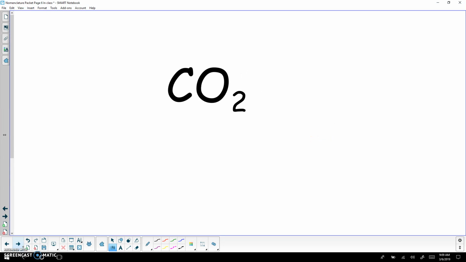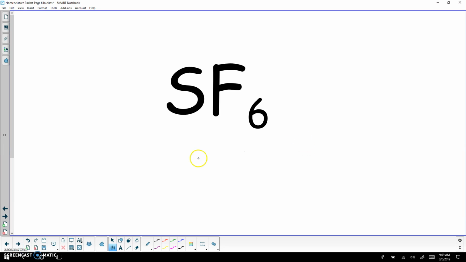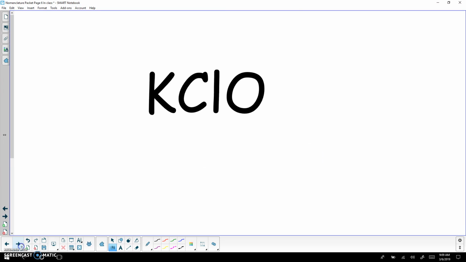All right, we have a molecular compound here. So one carbon, you just simply say carbon. Two oxygens is dioxide. Molecular, once again, sulfur, and then hexafluoride. KClO, so we have potassium, which is representative. Potassium. And then ClO is hypochlorite.